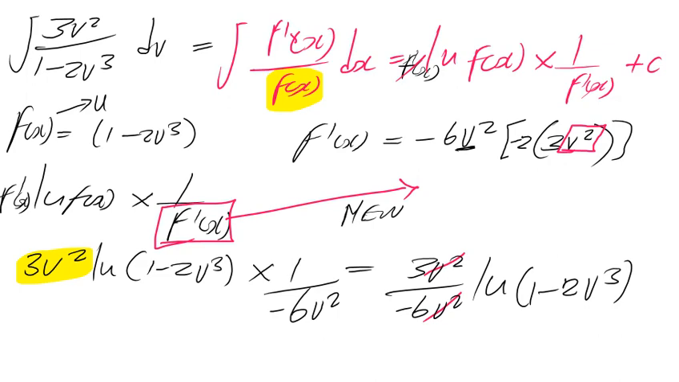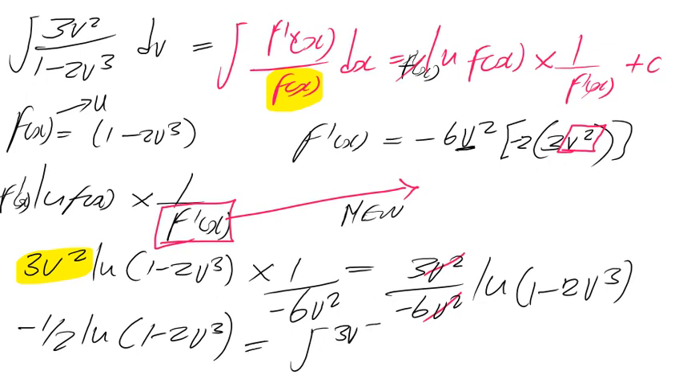So now the answer that you're going to get is 3 over minus 6. What is 3 over minus 6? You're going to get minus half ln of 1 minus 2v cubed. So this will be your answer for the integration of 3v squared over 1 minus 2v cubed dv. Okay, and then from there you're just going to combine them.